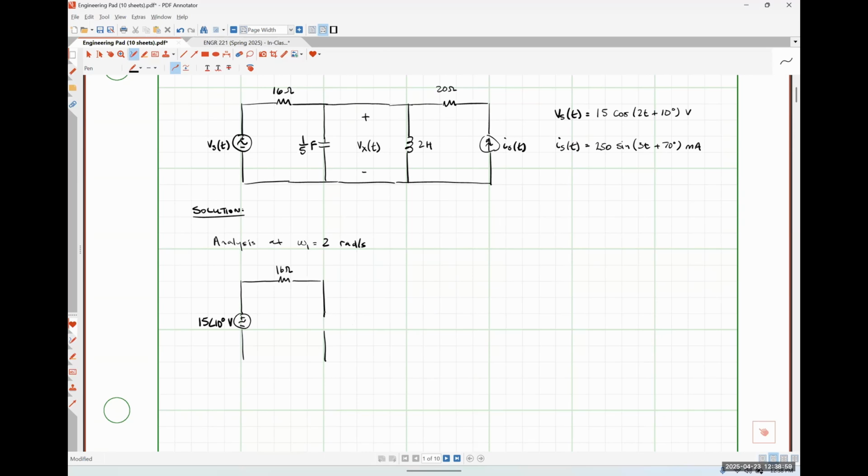Sorry, that should be a capacitance. I don't know why I drew it. So minus J 2.5 ohms here. This is going to look like a J4 ohm impedance over here. Here's a 20 ohm resistor, and then my current source, because it's excited at a different frequency, is going to be turned off. And so that's why I'm replacing it with that open circuit. And then this is our voltage Vx prime that we are interested in.